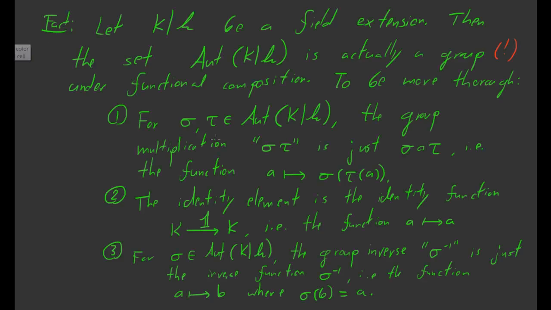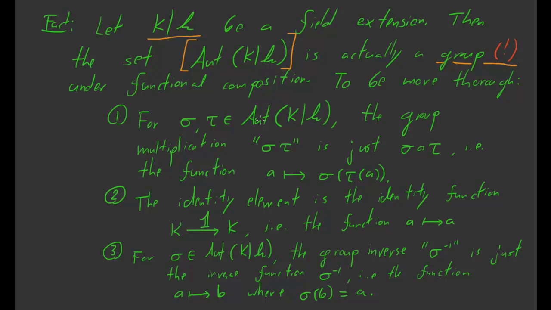So, fact. Just to repeat what we said above, if we have a field extension K over k, then this set of automorphisms, Aut(K/k), is not just a set, it's actually a group. So not just a set, it actually has the structure of a group. And the group operation is going to be functional composition.